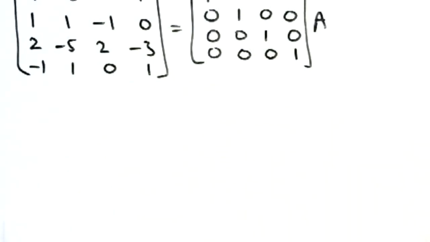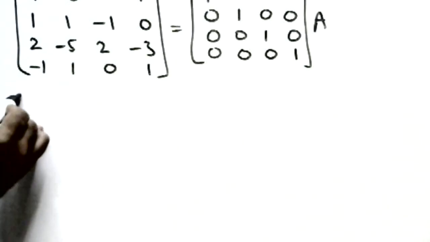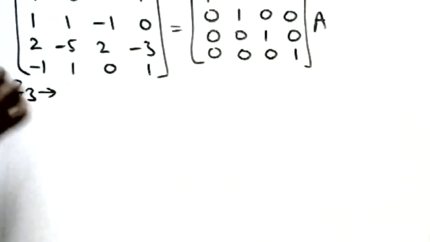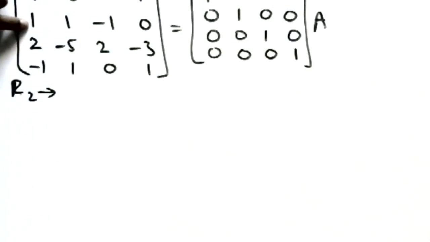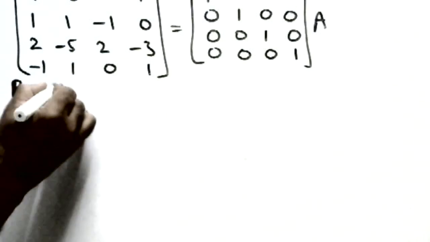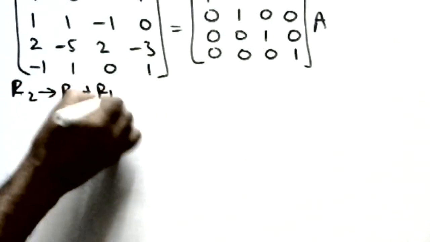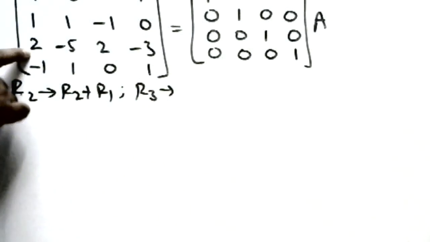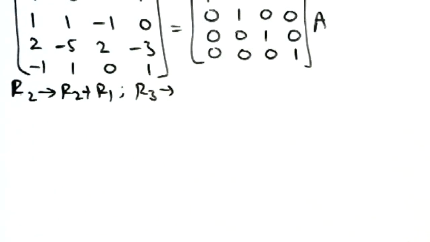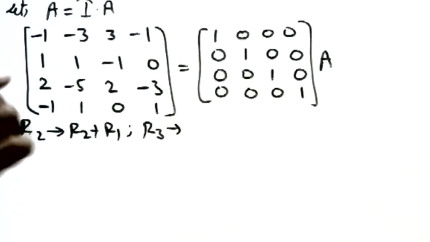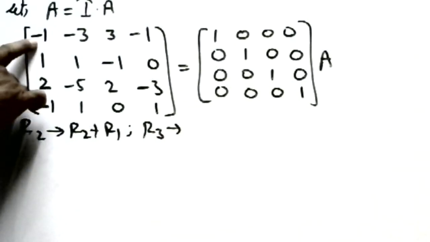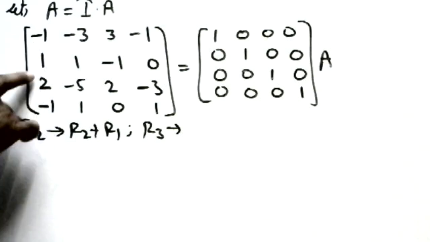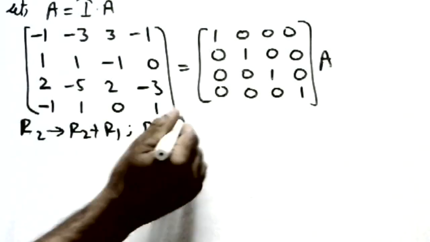So let me do it like this. In the first step, let me make these three zeros in R2, R3, R4. First, R2 implies R2 plus R1: this is 1 and this is -1, so 1 minus 1 will be 0. Now R3: this entry is 2, so we must multiply with 2. R3 implies R3 plus 2 R1. 2 ones are 2, and 2 minus 2 will be 0.